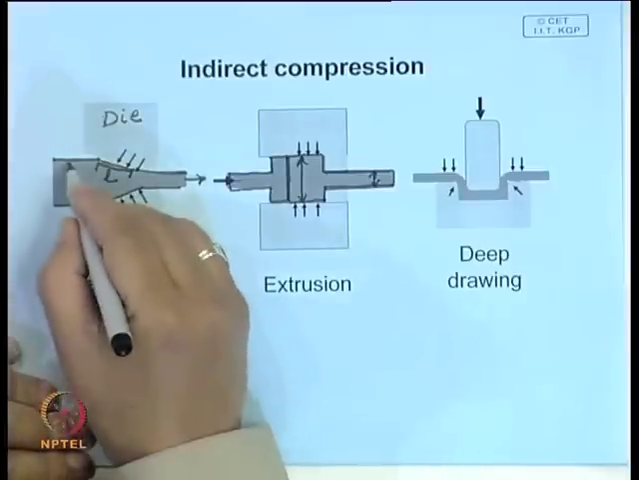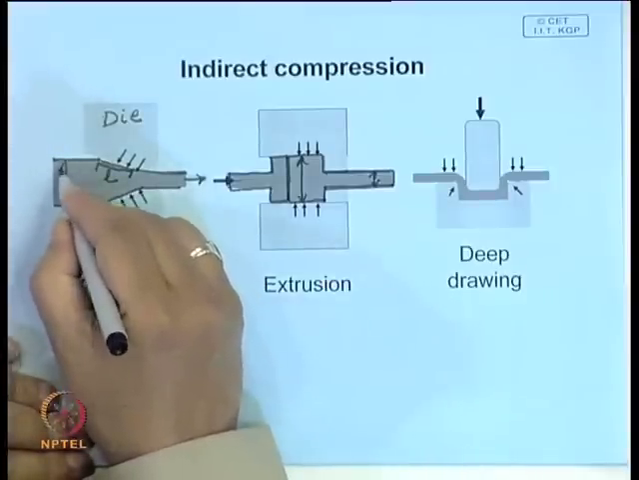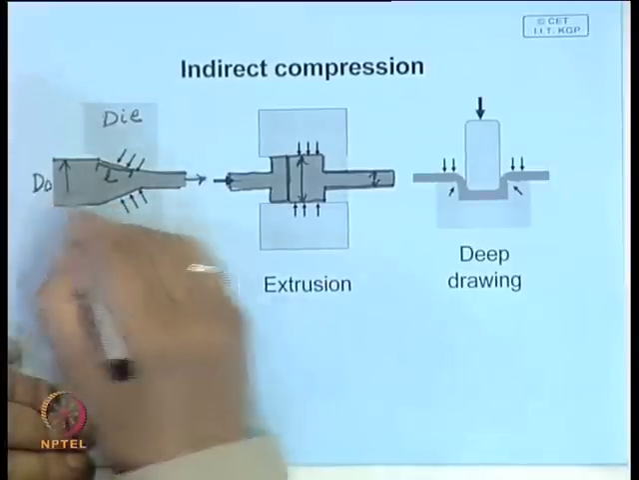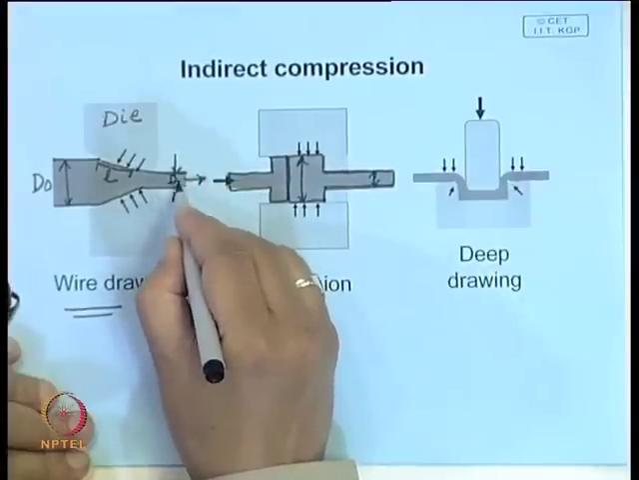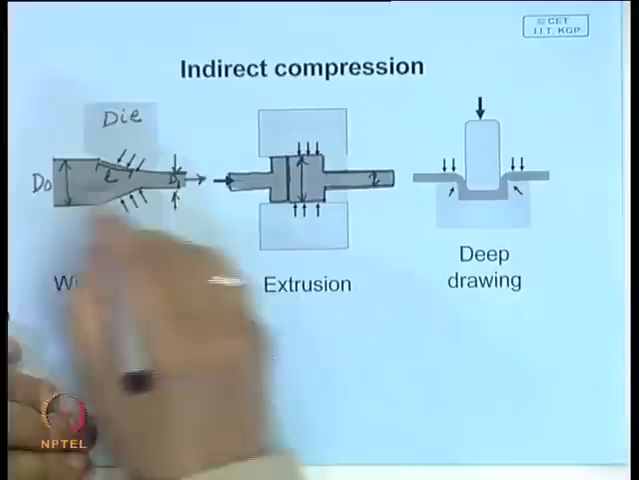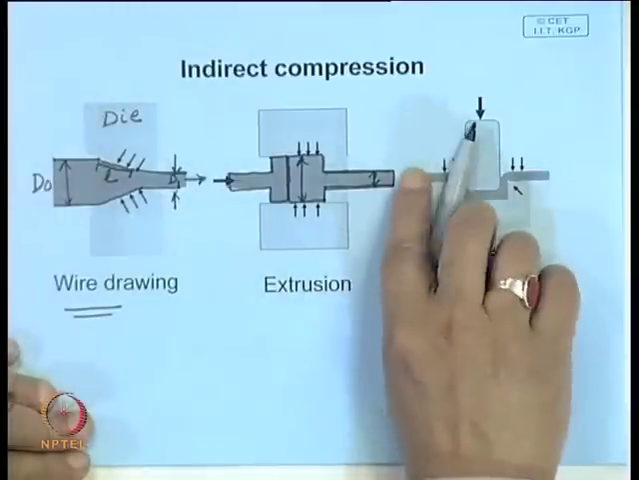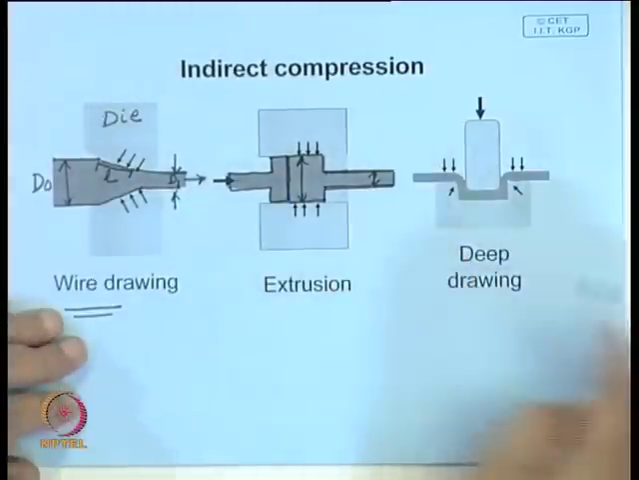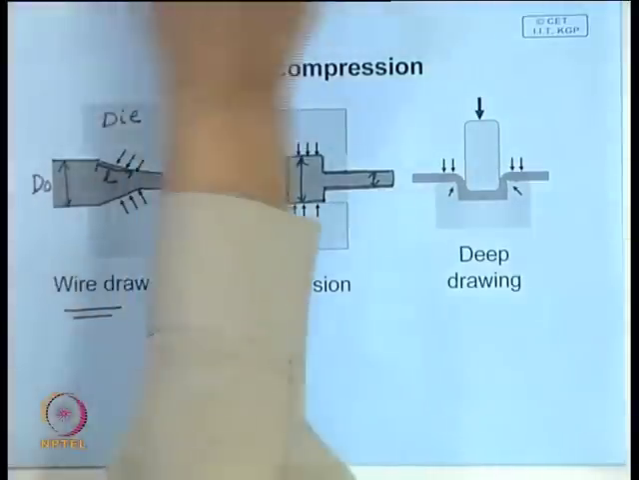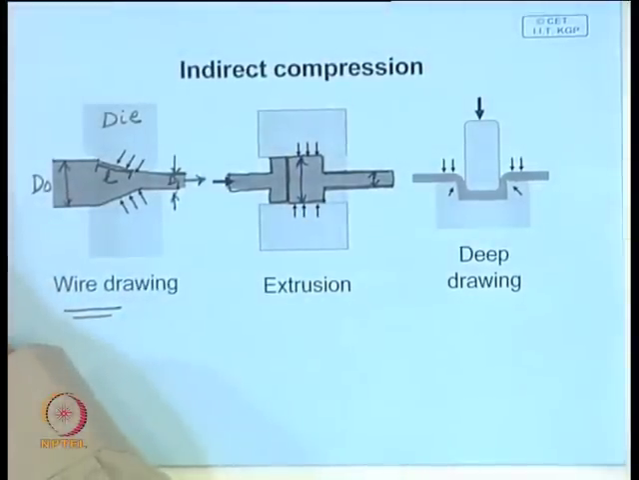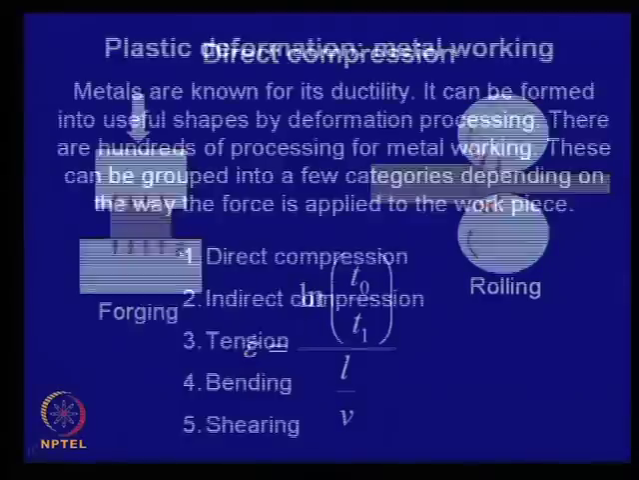In this case also, if this is your initial diameter and this is the diameter after wire drawing, the ratio gives the reduction percentage, or you can say percentage reduction.